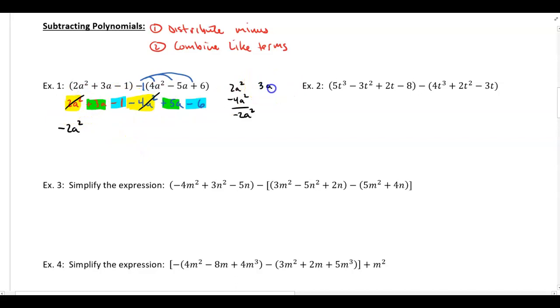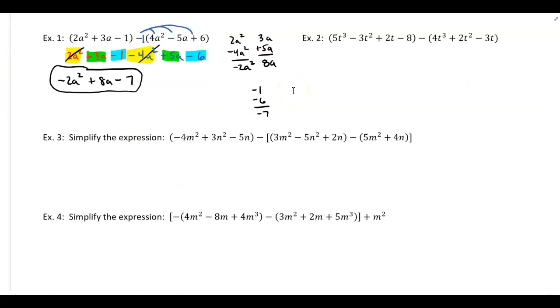Then 3a plus 5a gives me 8a. Since it's positive, I add it. And then finally, negative 1 minus 6 is negative 7. So minus 7. And I am done.